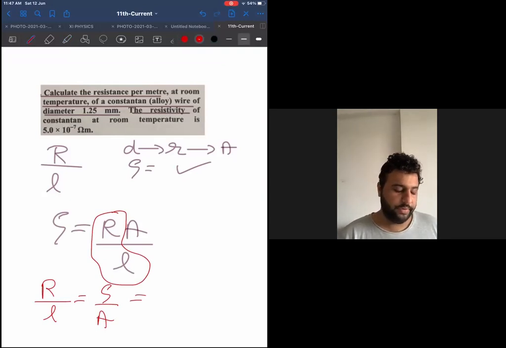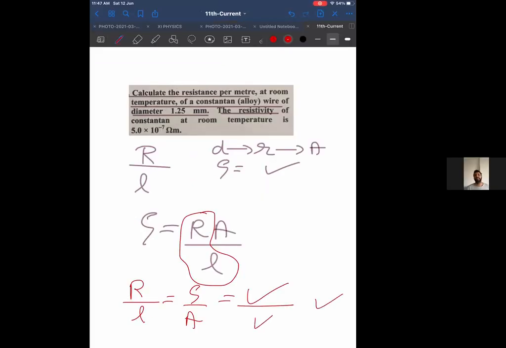Correct. Is rho given in the question? Yes. Is area given in the question? Yes. This is how you get the answer. Because they have asked you directly resistance per meter. That means they have asked you R by L. This is the logic of the question.